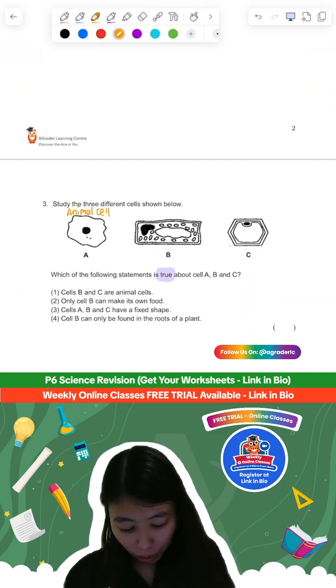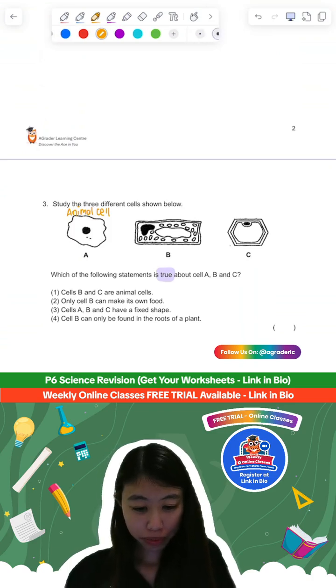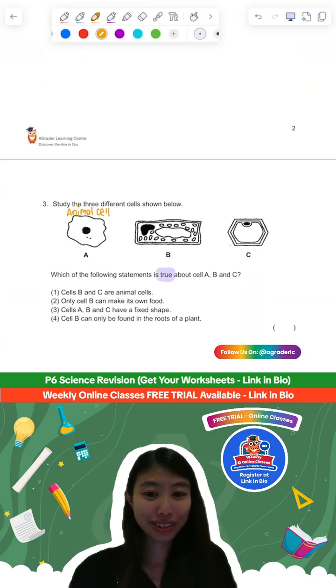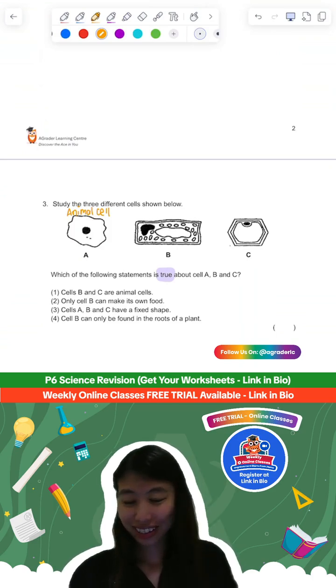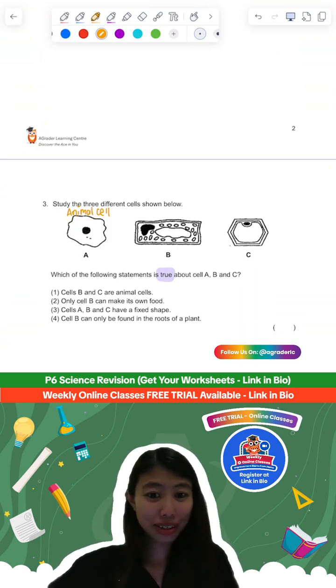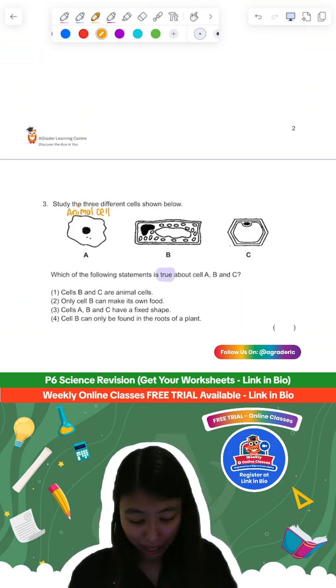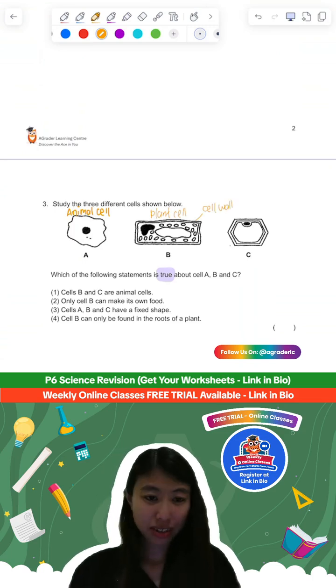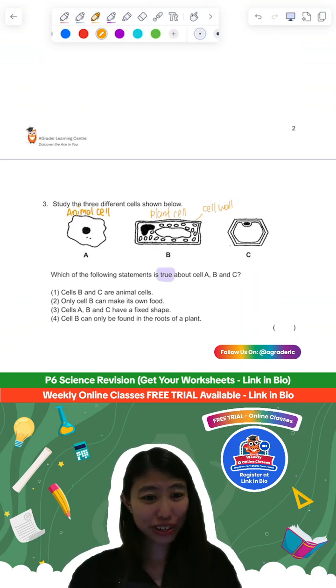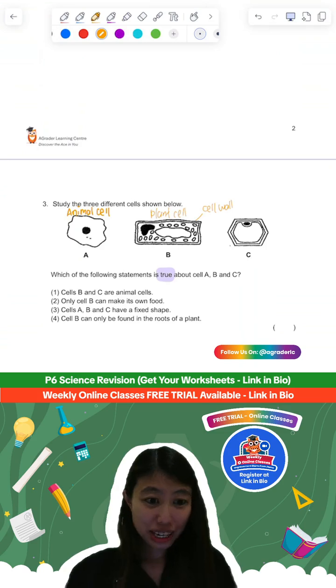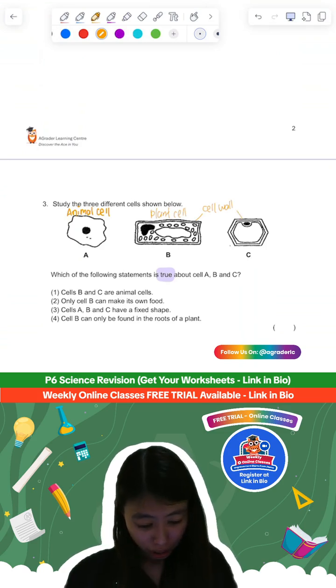Then what about B? Very good. Plant cell is for B. Why? Because there is a cell wall. And what about C? C is also a plant cell, because it has a cell wall.